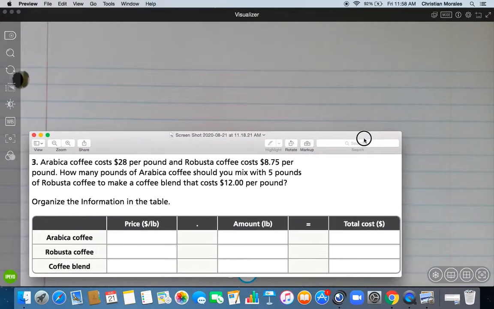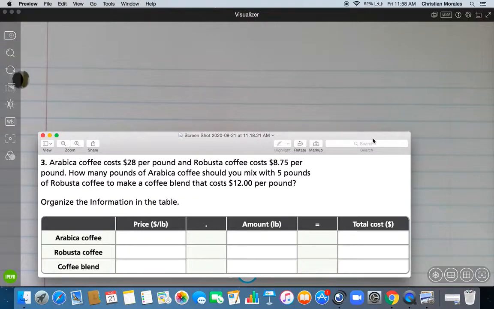So coffee, yes, one of the biggest imports in the world. Arabica coffee costs $20 per pound. Robusta coffee costs $8.75 per pound. How many pounds of Arabica coffee would you mix with 5 pounds of Robusta coffee to make a blend that costs $12 per pound? Organize the information on the table.